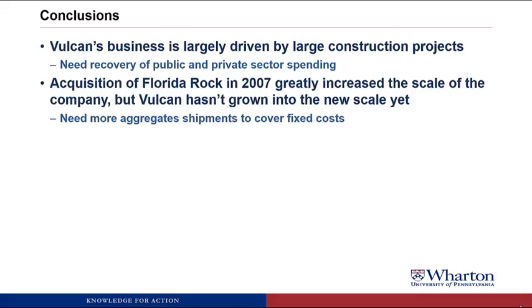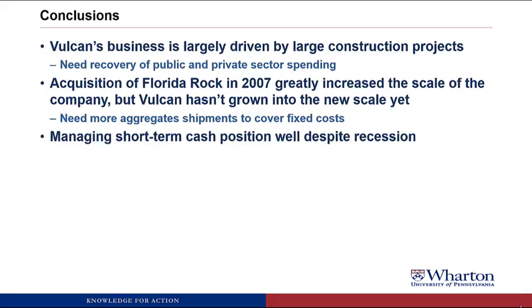Their acquisition of Florida Rock in 2007 greatly increased the scale of the company, but the problem is Vulcan hasn't grown into the new scale yet. They're not covering all their fixed costs. They really need more aggregate shipments. The aggregates, again, are the stones, to cover all those fixed costs. And we see they're cutting back on capital investment. And part of the reason is their overcapacity with Florida Rock. They need to get up to capacity for Florida Rock and then start building up their investment to grow even further.